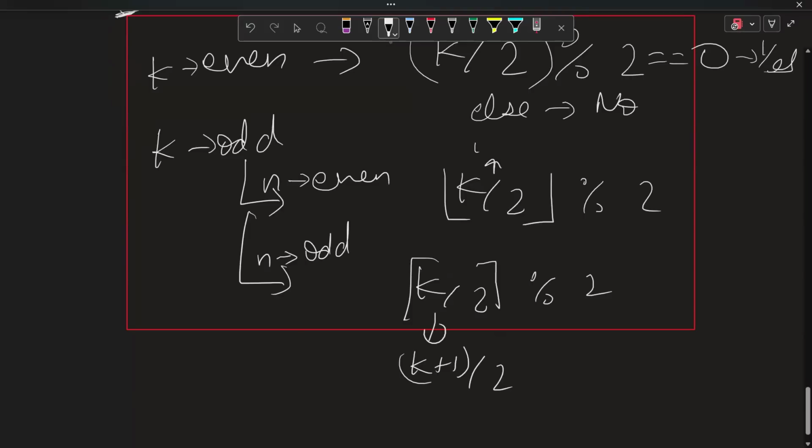So this can be written simply as k by 2. But to get the ceil, you can do k plus 1 by 2. This will give you the ceil of k divided by 2. So that's what you need to write in your code. I hope this is clear. If there is any doubt, you can ask. We'll move to the code. Basic if else.